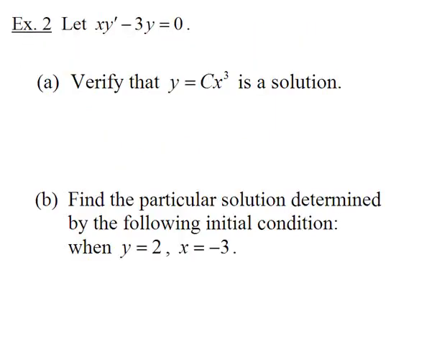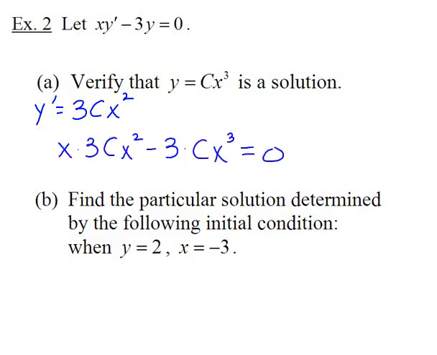Example 2 has two parts. First, I'll verify that the equation y = cx^3 solves the given differential equation. Then I'll find a solution that passes through a particular point. So to verify that y = cx^3 is a solution, first find its derivative, 3cx^2. Then substitute for y' and for y in the differential equation and show that the two sides of the resulting equation are equal.